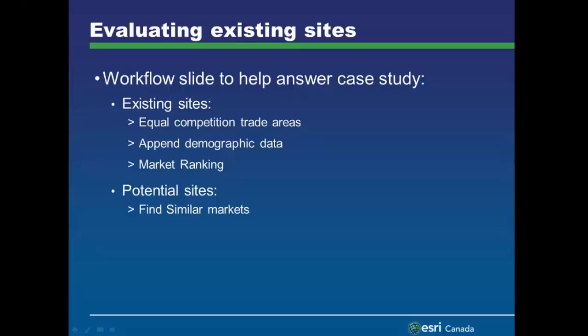That is sales per capita. A broad workflow that we're going to follow is, for existing restaurants, we're going to generate equal competition trade areas, then append demographic data to those trade areas, and then finally rank them. Then, based on the results of the existing sites, we're actually going to evaluate candidate locations, and that's the last thing we're going to do in this webinar.